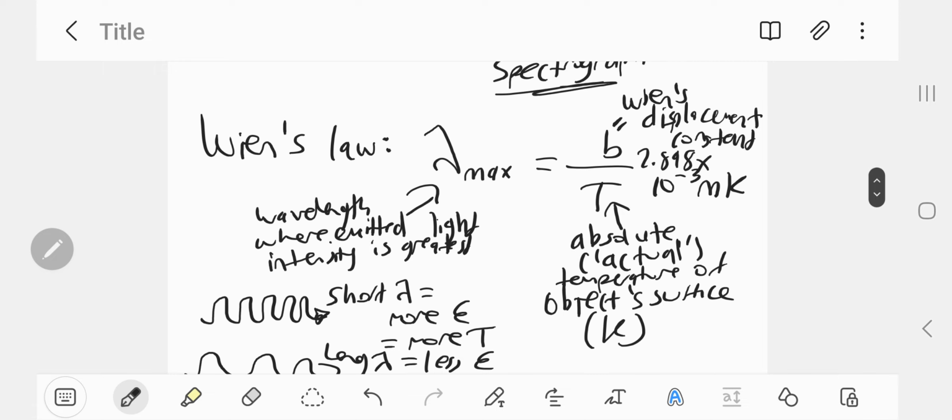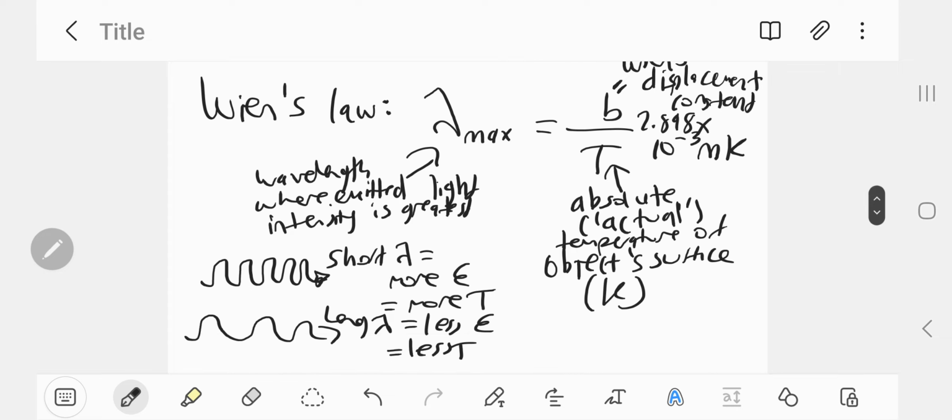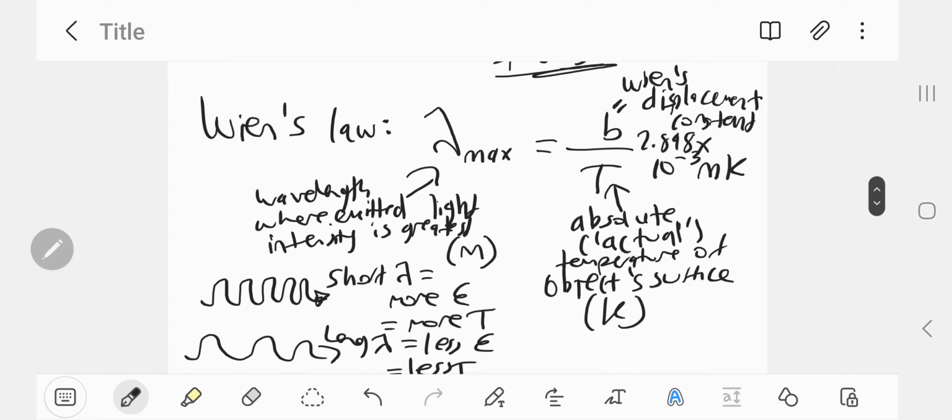Now back to the Wien displacement constant, the number. Why has it got units of meter Kelvin? Because if you rearrange the formula for B, the Wien displacement constant, you'll find that it's just lambda sub max times T. Lambda sub max has units of meters, and T, the absolute temperature, is in Kelvin, so you get meter Kelvin. That's where you get the units from.